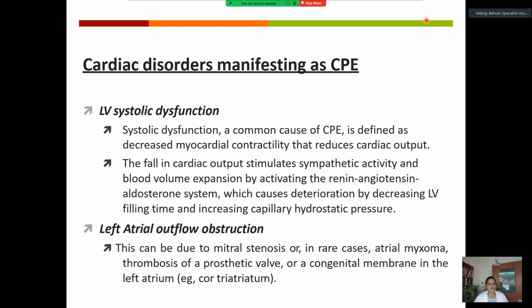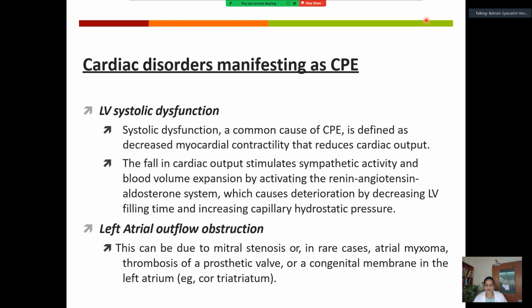Cardiac disorders manifesting as cardiogenic pulmonary edema. Left ventricular systolic dysfunction is the most common cause of cardiogenic pulmonary edema, where there is decreased myocardial contractility, which reduces cardiac output. The fall in cardiac output stimulates sympathetic activity and blood volume expansion by activating the renin-angiotensin-aldosterone system, which causes deterioration by decreasing the left ventricular filling time and increasing capillary hydrostatic pressure.